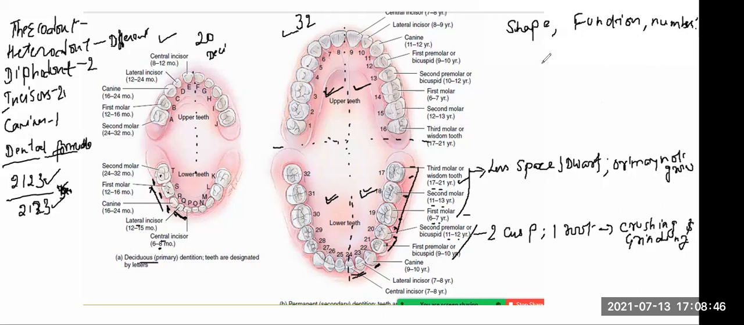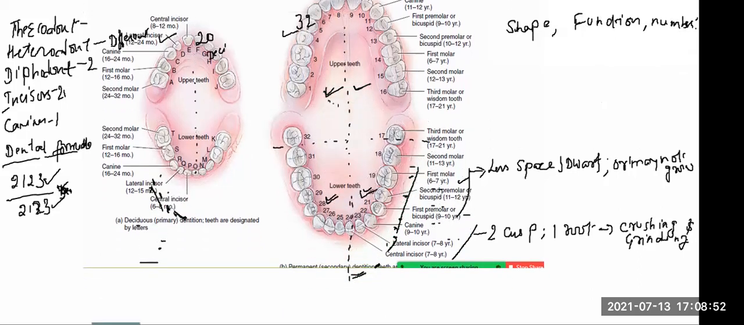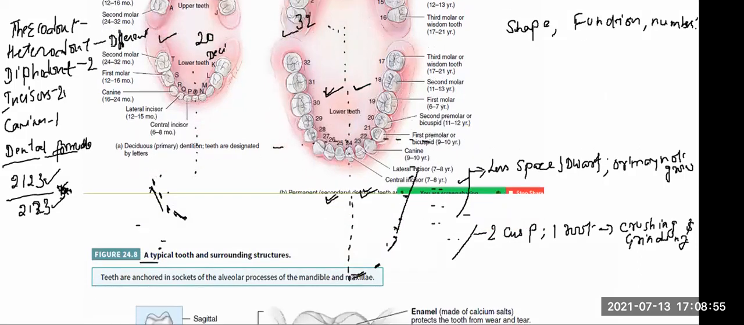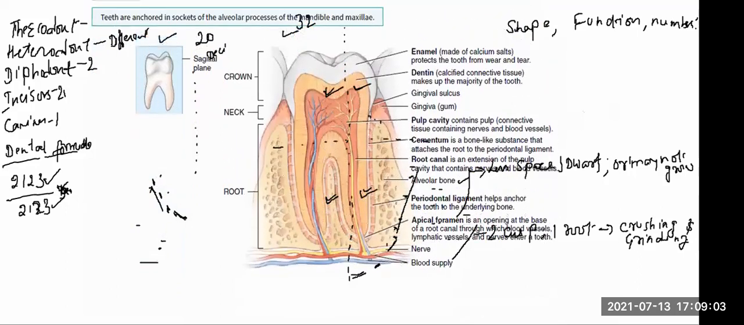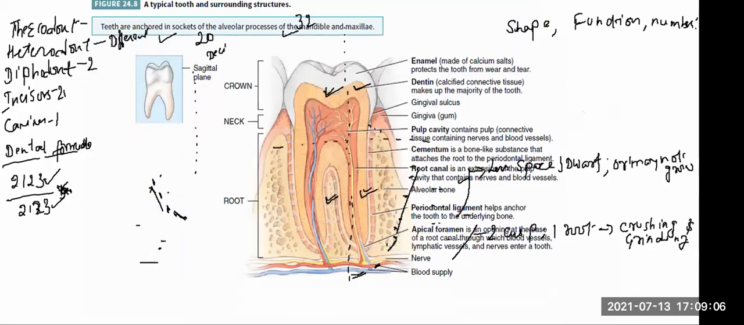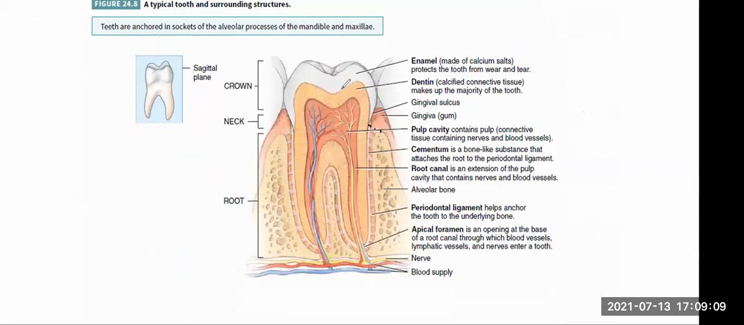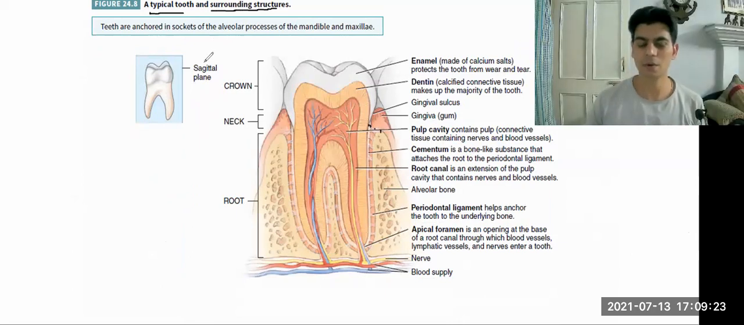Now let's quickly look into the structure of a tooth. How does the tooth look like? This is a typical tooth and the surrounding structures, inside the socket, inside the jaw. So let me just clear this off first. Let's quickly look into the structure of a typical tooth.